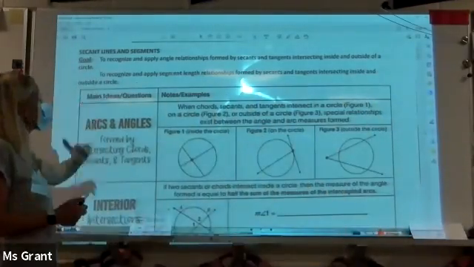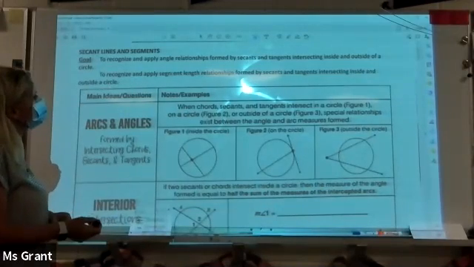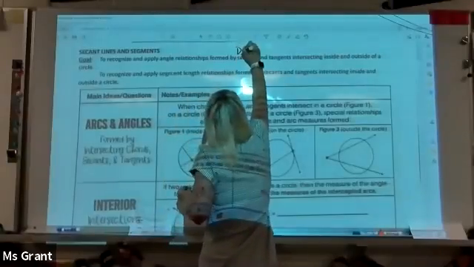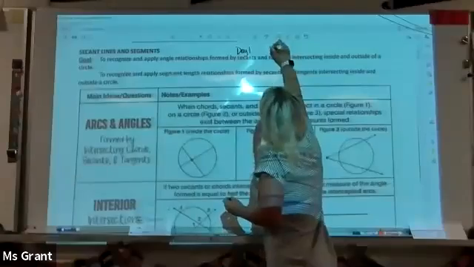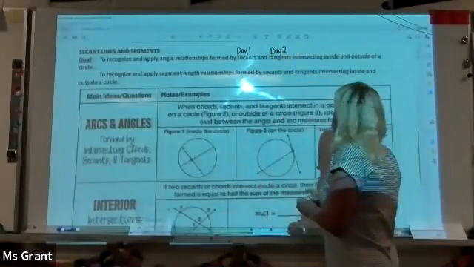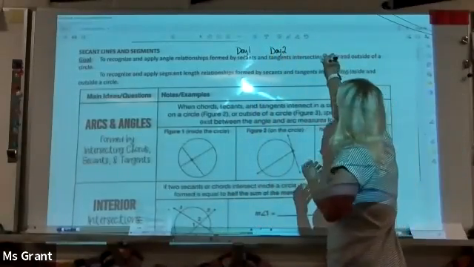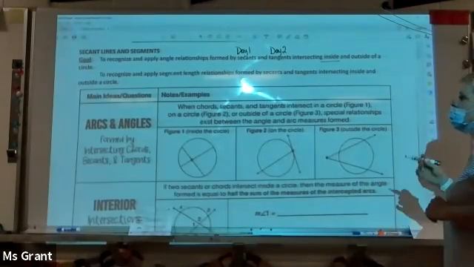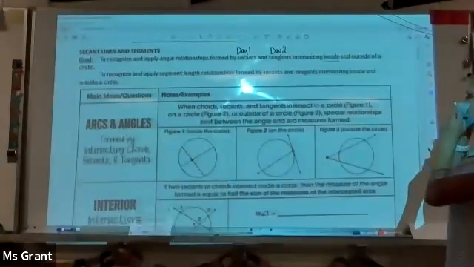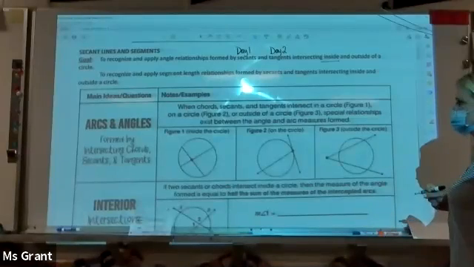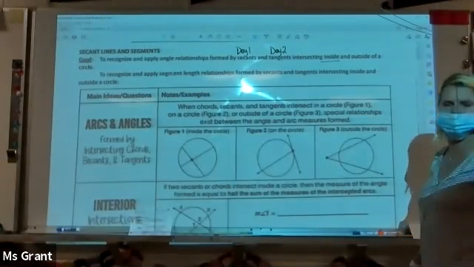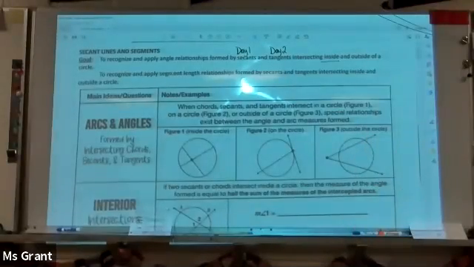We are recognizing and applying angle relationships formed by secants and tangents. Today, we're just focusing on secants. So this is day 1. Tangents is day 2. Intersecting inside and outside. Today, we're only doing inside. We're going to recognize and apply segment length relationships formed by secants and tangents, intersecting inside and outside a circle, which is the exact same thing written twice. So lame, sorry.